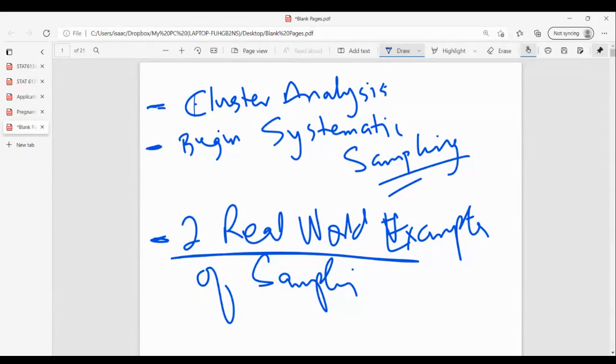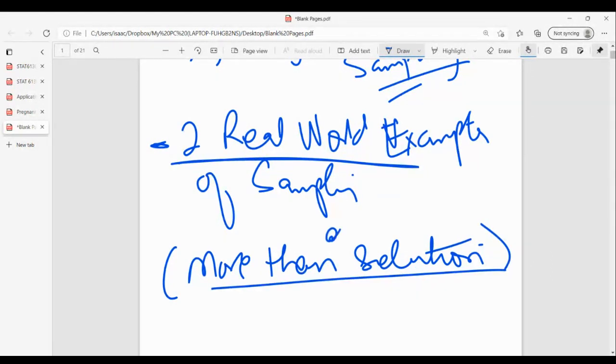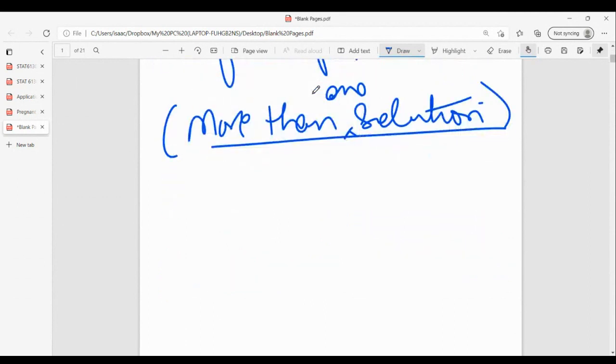And I always believe there are more than one solutions to a problem, right? Now, some solutions are better than the other, right? It may be construed as being better than the other. And in statistics, the way that we will define something as being better is if the variance of the estimator is smaller, right? So that's how we will define it as being a better solution.